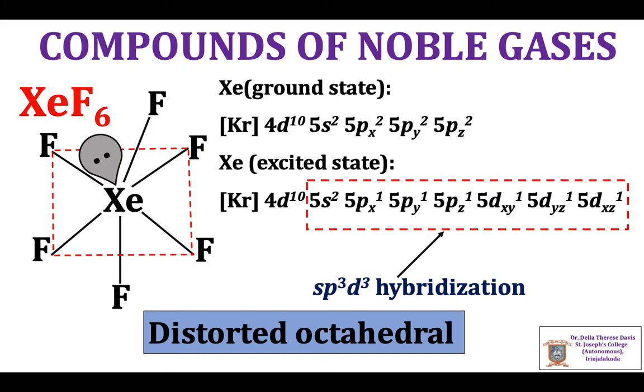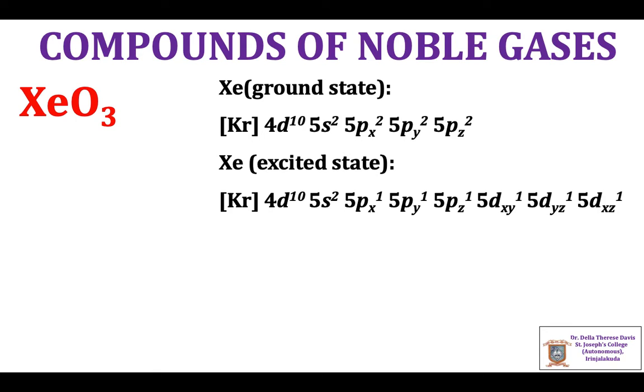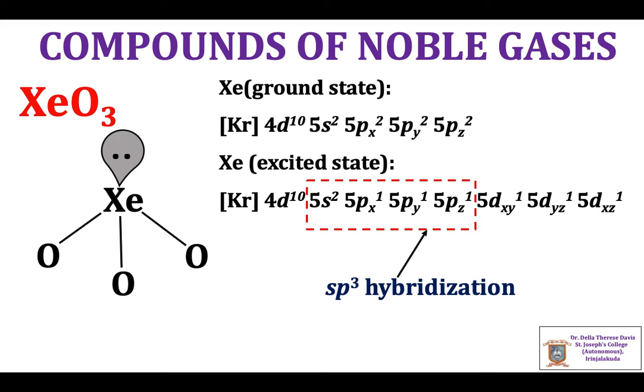Next comes Xenon Trioxide, in which 3 electrons of the 5p orbitals are excited to 3 different d orbitals. Xenon undergoes sp3 hybridization to form 4 hybridized orbitals. One contains the lone pair and the other 3 half-filled hybridized orbitals are used for sigma bond formation with oxygen atoms.